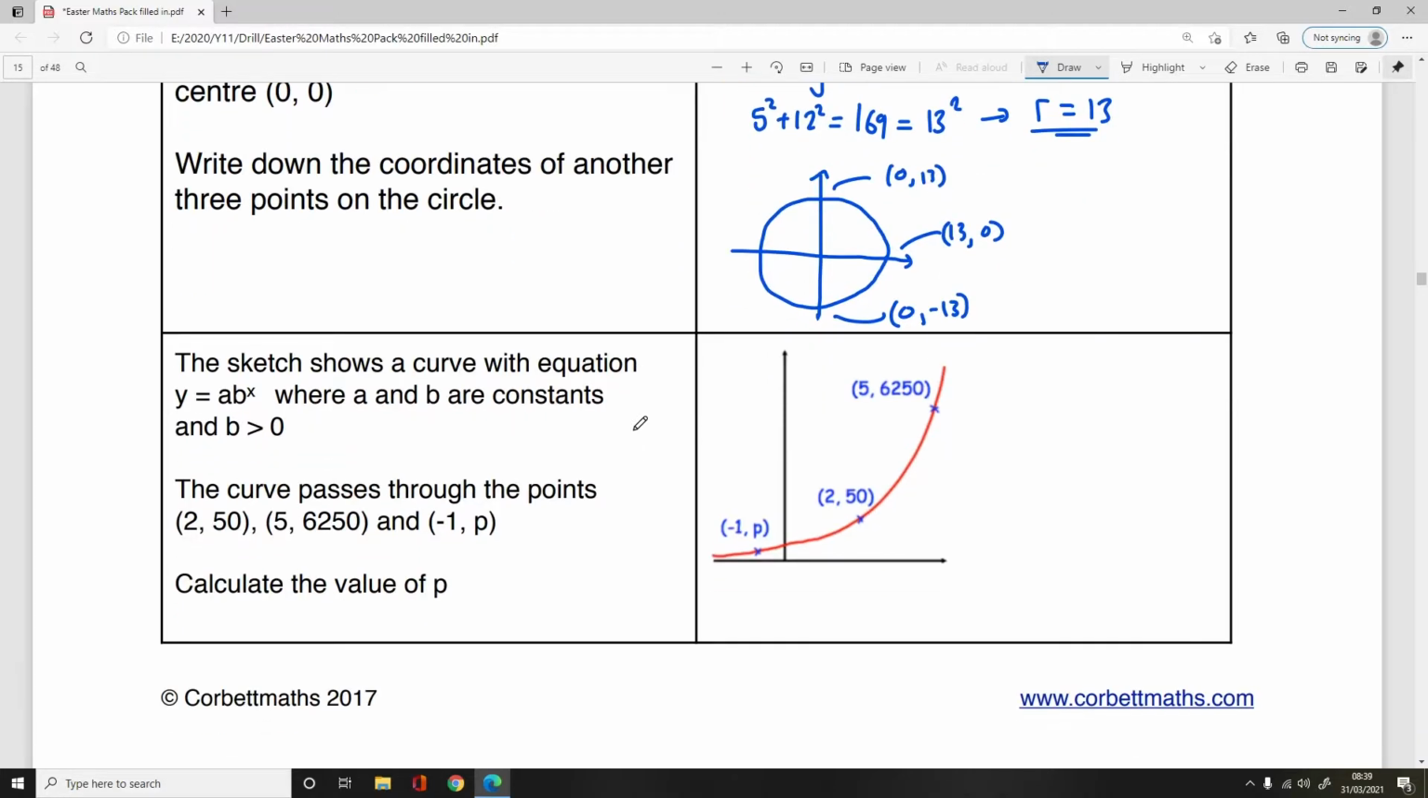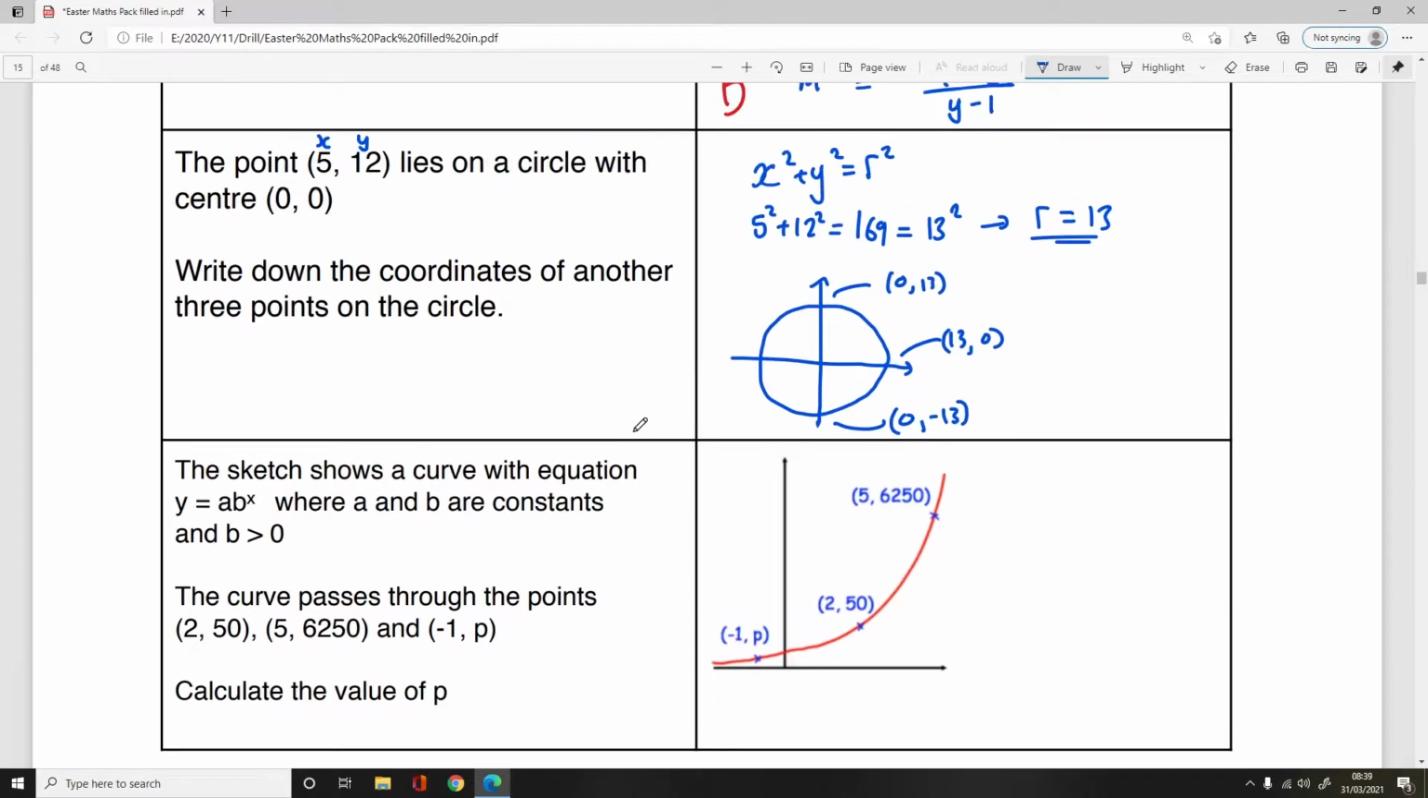Okay, and then our final question. This shows a graph. It goes through these points. Find the value of p. Okay, so it's similar to the one we just did, in that we have an equation, y equals ab to the x, and we've got some points. So the first thing we're going to do is substitute those points into the equation.